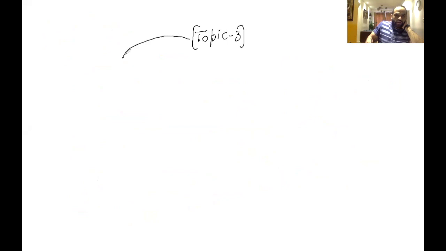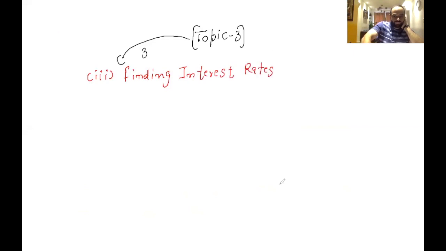So number 3 special application. And that's also 3. Right. So third is finding interest rates. Finding interest rate means you have future values, you have present values, and you have a time. So we need to calculate rate of interest.